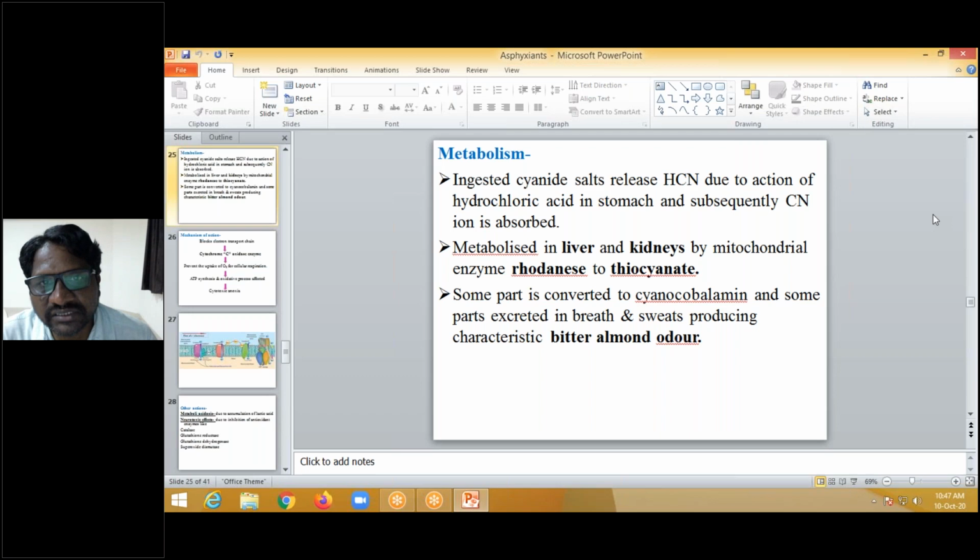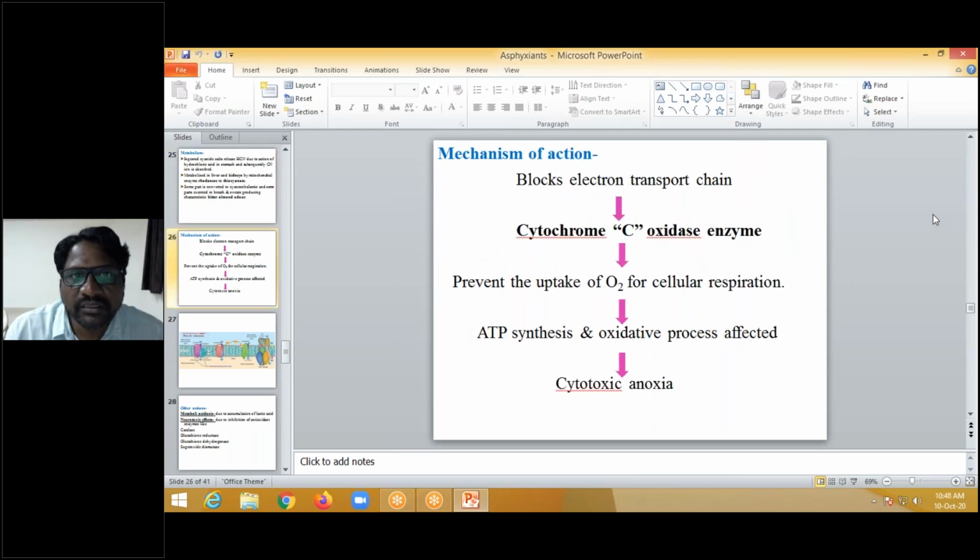So whenever he has ingested or inhaled the cyanide, what happens is, maybe due to the action of the hydrochloric acid in the stomach, subsequently the cyanide ions will be absorbed. Metabolized in the liver and kidneys by mitochondrial enzymes like rhodanase, it may be converted to thiocyanate. Some part is converted into cyanocobalamin and some part will be excreted in the breath and sweat. It shows the bitter almond odor. This is the typical metabolism of cyanides when you are taking ingestion.